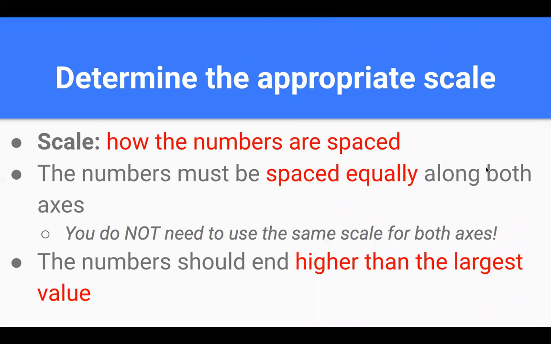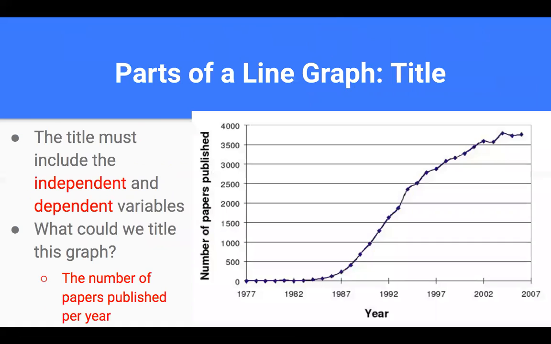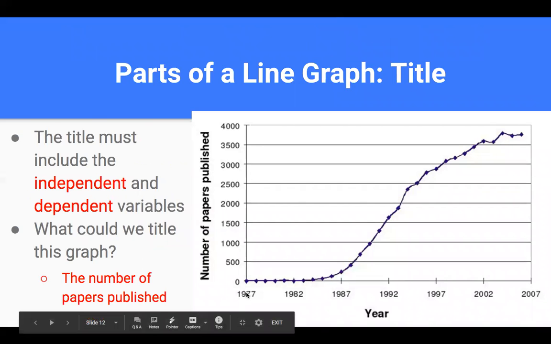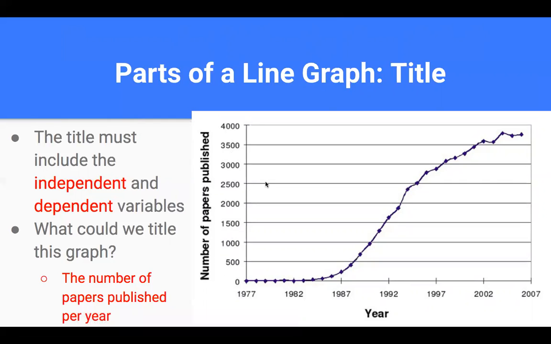So one of our last steps, we need to determine the appropriate scale. And this just means how are the numbers spaced? What are we counting by on each axis? Now, these numbers, I'm going to go back, right? These numbers don't have to be counted the same on the x-axis as the y. The x-axis, if we look, we're counting by fives. 5 years in between. 1992 to 1997 is 5. 1997 to 2002 is 5. But they're not counting by fives on the y-axis, they're counting by 500. That's okay. What's important to notice is that they're counting evenly.